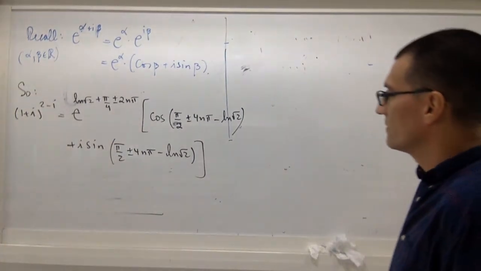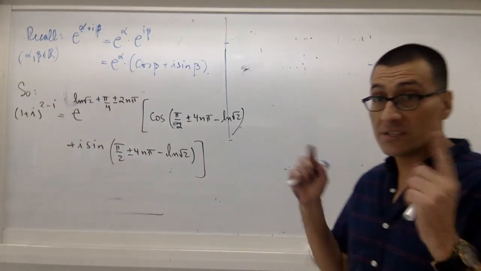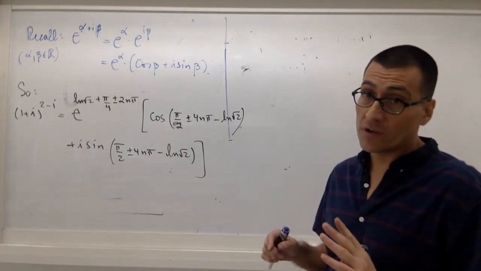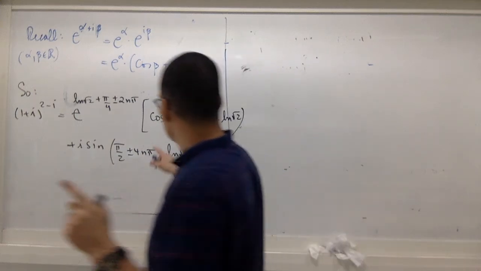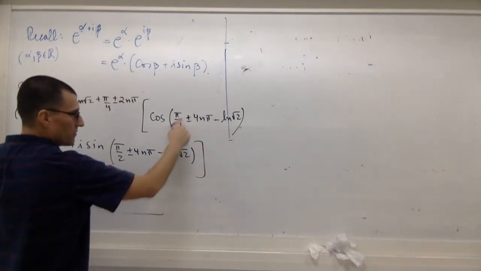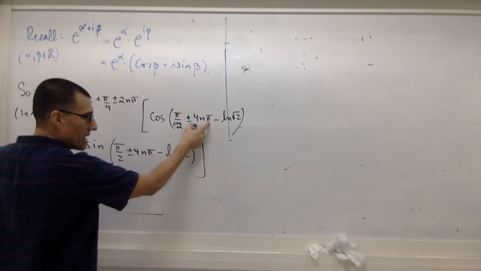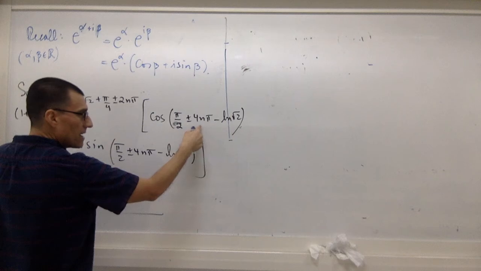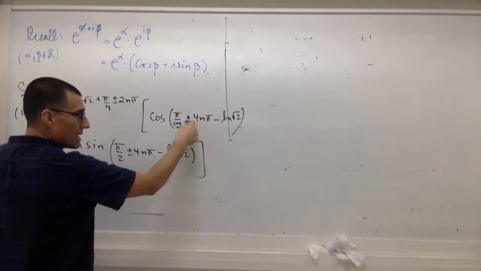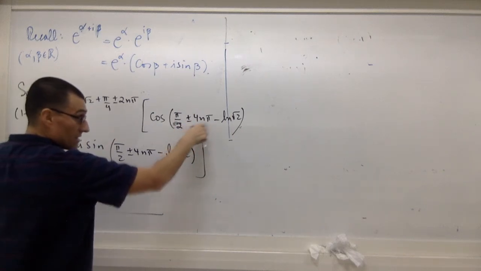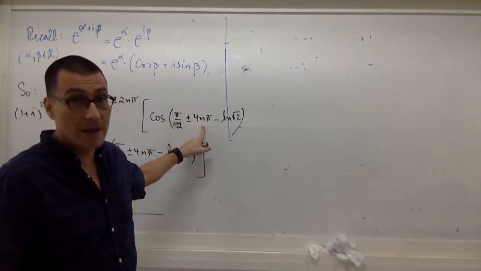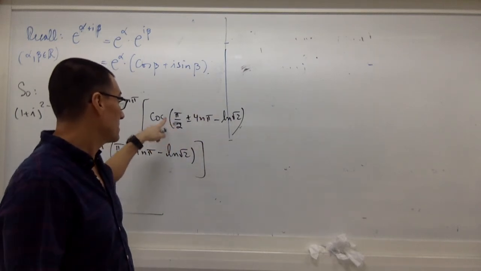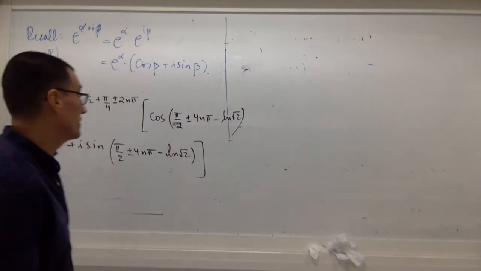The cos and the sine are 2 pi periodic functions. They are trigonometric periodic functions. The period is 2 pi. So the cos of this stuff is the cos of pi over 2 plus or minus 4 pi. Cos of alpha plus or minus 4 pi, you don't do anything, because 4 pi is a multiple of the period of this function, which is 2 pi. So the cos of this stuff is the same as the cos of pi over 2 minus ln of the square root of 2.